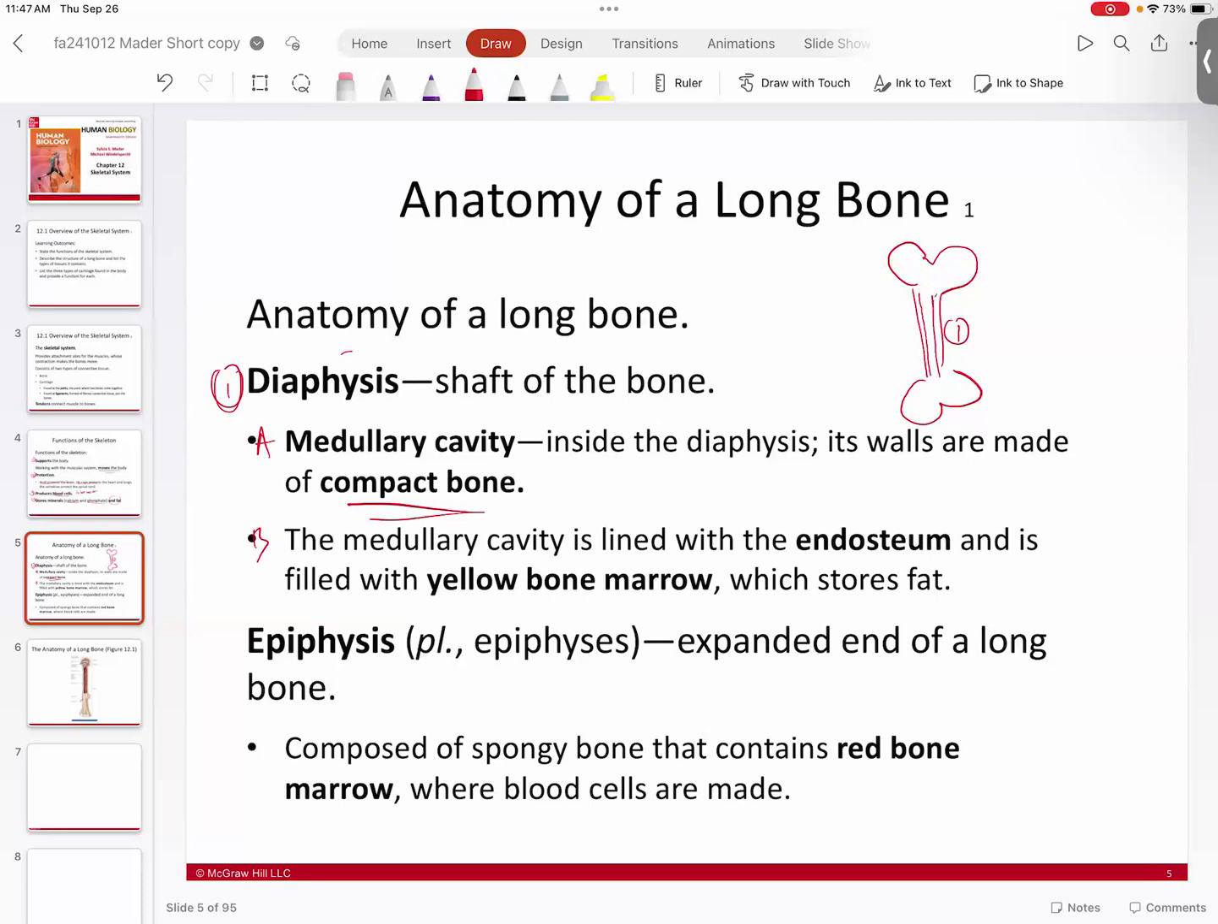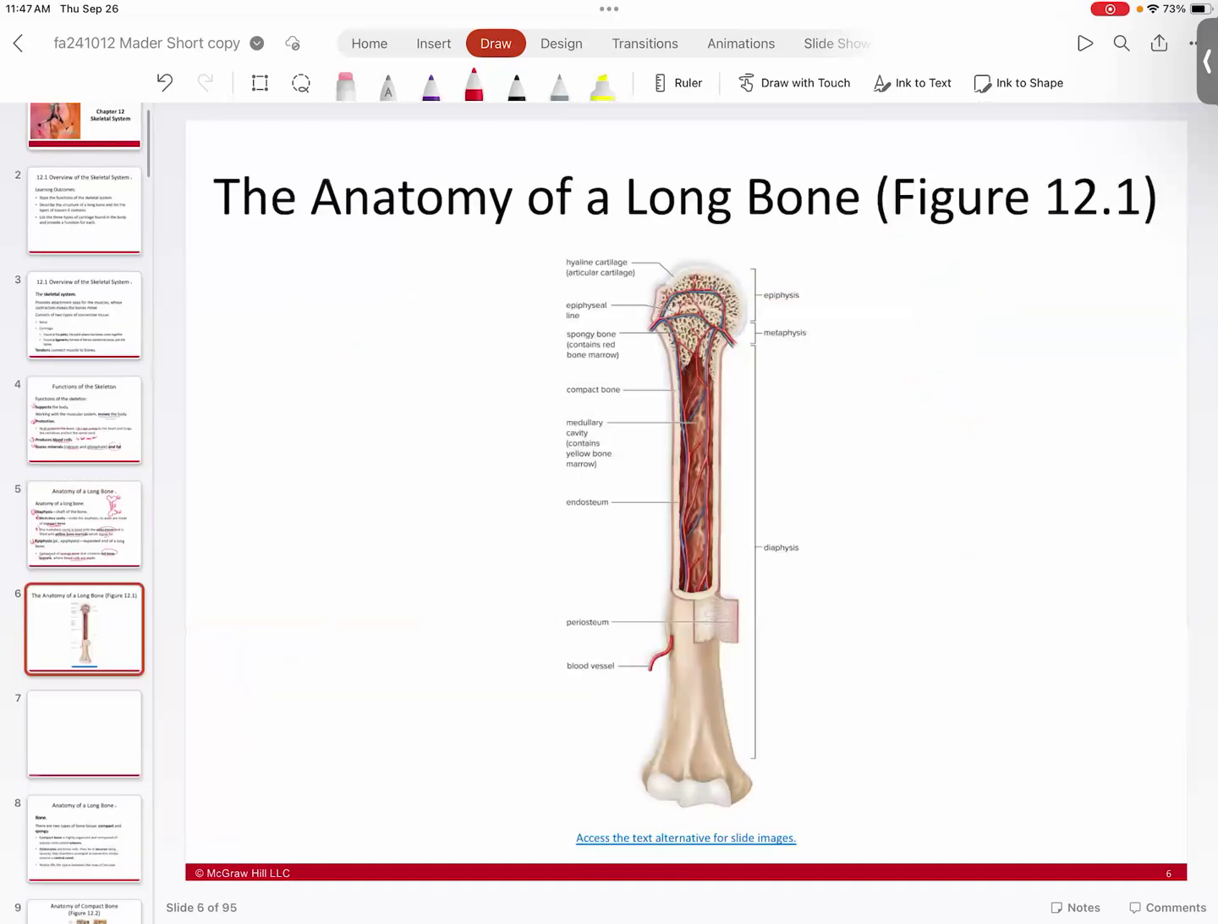The medullary cavity on the inside is lined with a liner called the endosteum, which is the inner liner of the medullary cavity. And oftentimes it will be filled with yellow bone marrow, which essentially is where you're storing fat. And that's where the fat comes from in bone itself. The other piece here is the epiphysis. So the epiphysis is at each tip of the bone, so it's on each end of the bone. And within the epiphysis, you have spongy bone, not compact bone. And here is where you see your red bone marrow, which is where your blood cells are going to be made. So a lot of your blood cells are going to be made here.